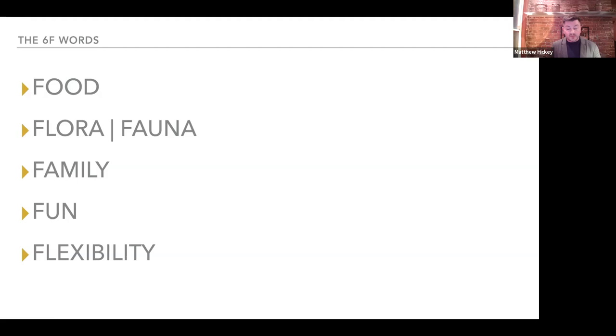Flora and fauna. We are nothing without plants and animals around us, and we are constantly displacing these, specifically in urban developments. How can we create place for them, which is not only beneficial for them, but also for us as humans? We need these around us. Family for us can be translated into community as well. How do we create better communities?